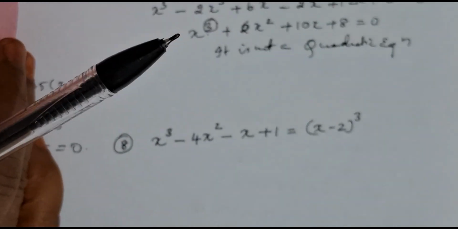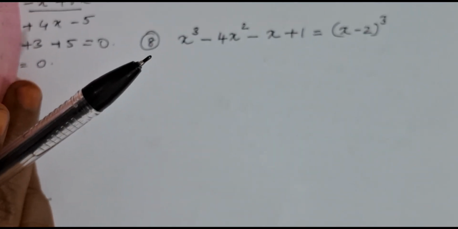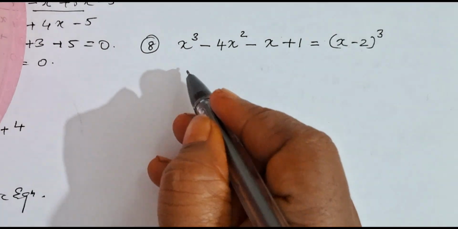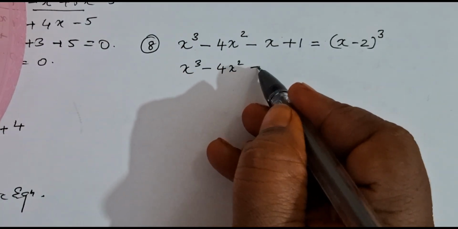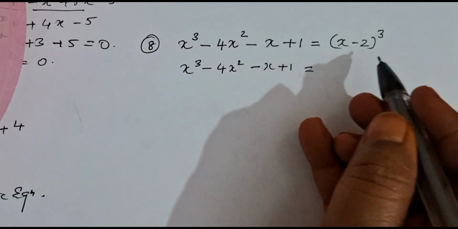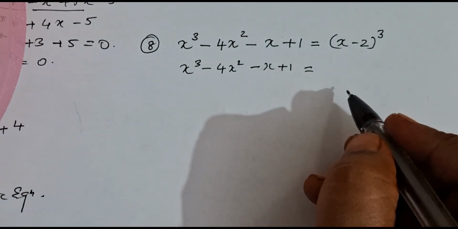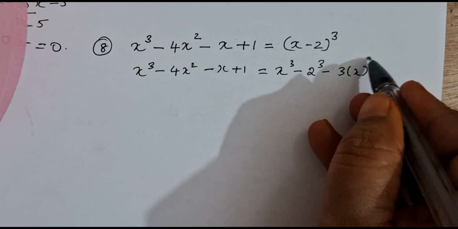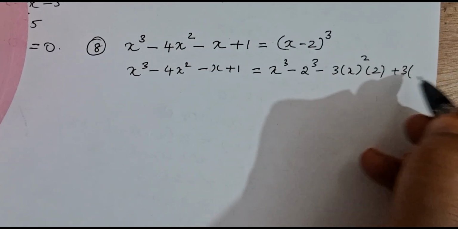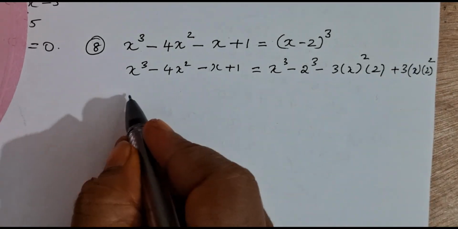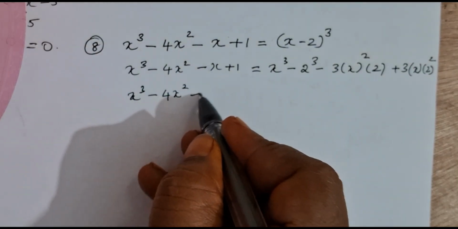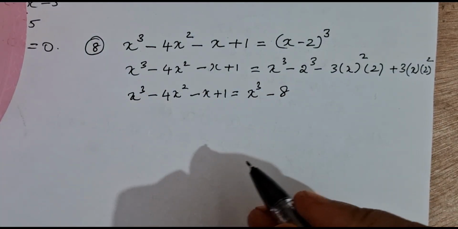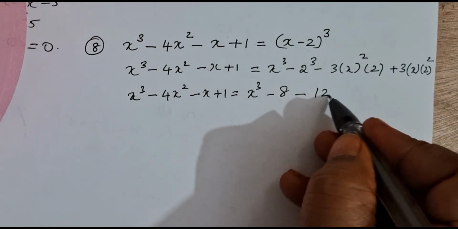x cube minus 4x square minus x plus 1 is equal to (x minus 2) whole cube. So in this question, we will write left hand side as it is. And now we will expand (x minus 2) whole cube, which is a cube minus b cube minus 3a square b plus 3ab square. So now a is x and b is 2. So we will substitute in the identity, and now we can write left hand side as it is, and in right hand side we will simplify. x cube minus 8 minus 3 into 2 is 6.